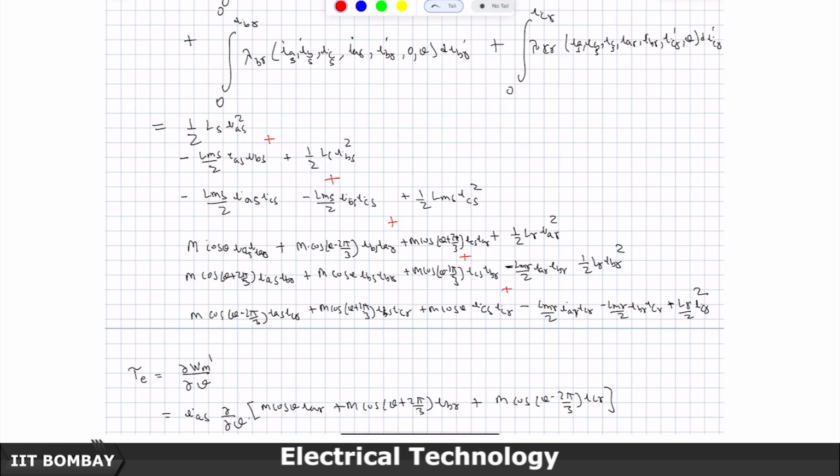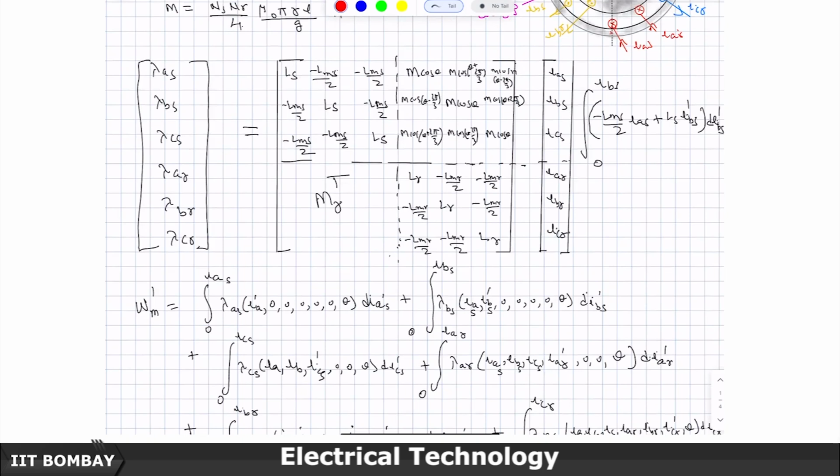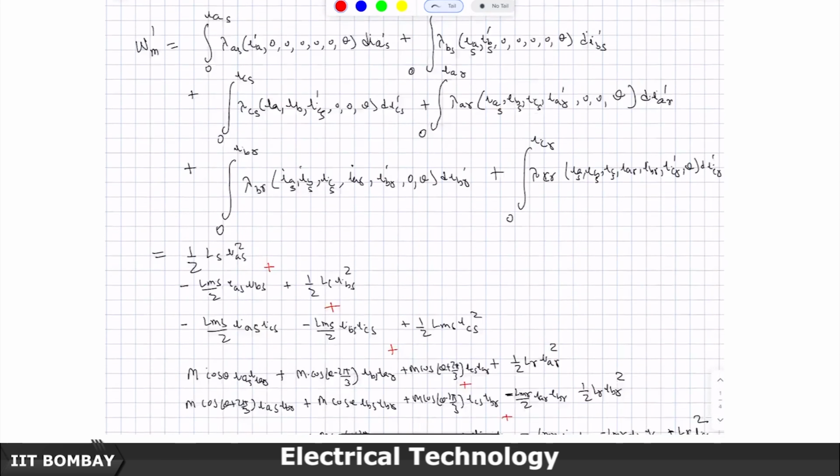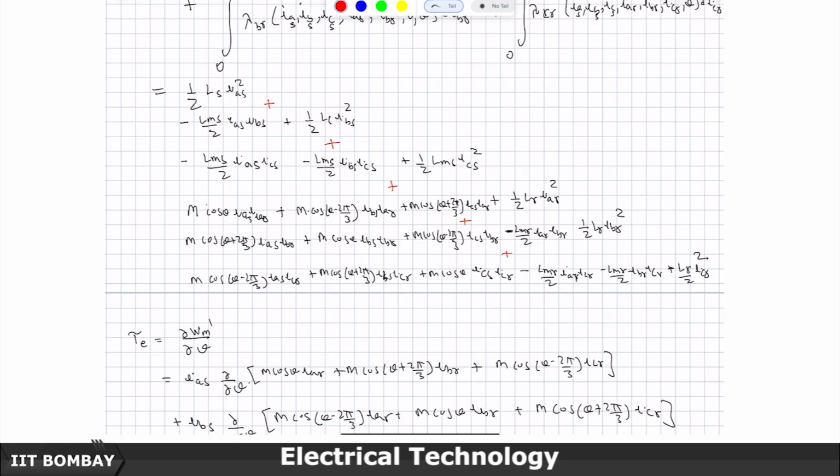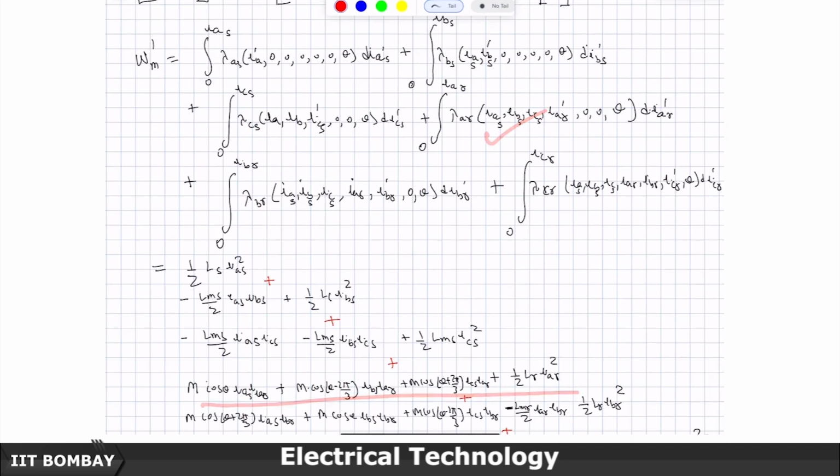First IAS of the stator, IAR of the rotor, then IBS of the stator and IAR of the rotor. And then the third term would be M cos theta, the term sitting here. It should be multiplied by which current? ICS, and the term is M cos theta plus 2 pi by 3. That is why I wrote everything down first and brought it, because if I do it live I can make mistakes. M cos theta plus 2 pi by 3, ICS into IAR. So, all these 4 terms corresponding to the integration here are now explained.